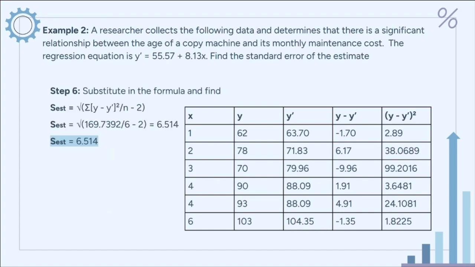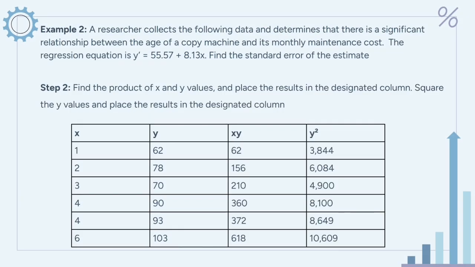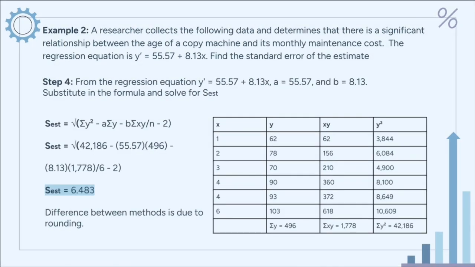Using the same problem, for method 2, make a table with the x values, y values, products of the x and y values, and the squared answers of the y values. Find the product of the x and y values, square the y values, add them all together, and finally plug them into the given equation. The difference between using method 1 and method 2 is the rounding.